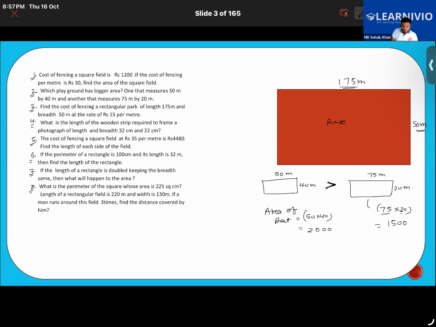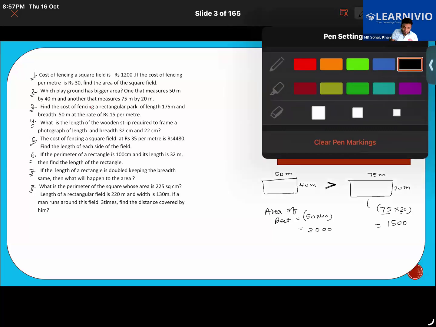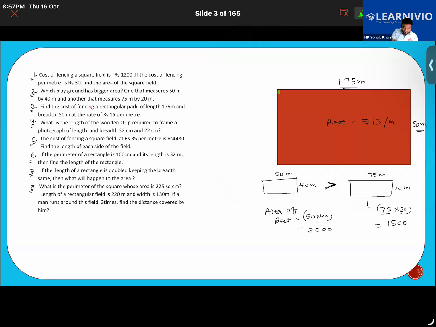And rate is how much? Rupees 15 per meter. So we have to find the cost. No, it's different from the first question. It's saying cost of fencing, meaning that you're going to calculate the perimeter first. Because fencing has to be done on the boundary, and the length of the boundary basically means perimeter. Good.